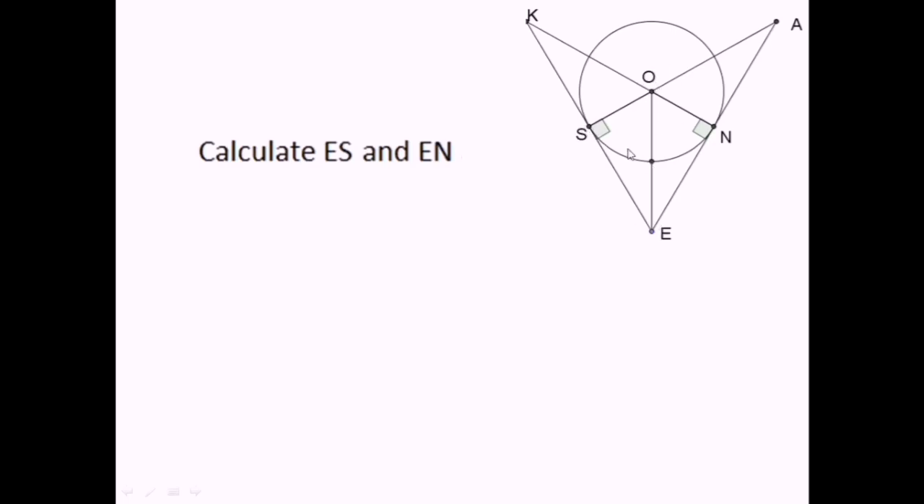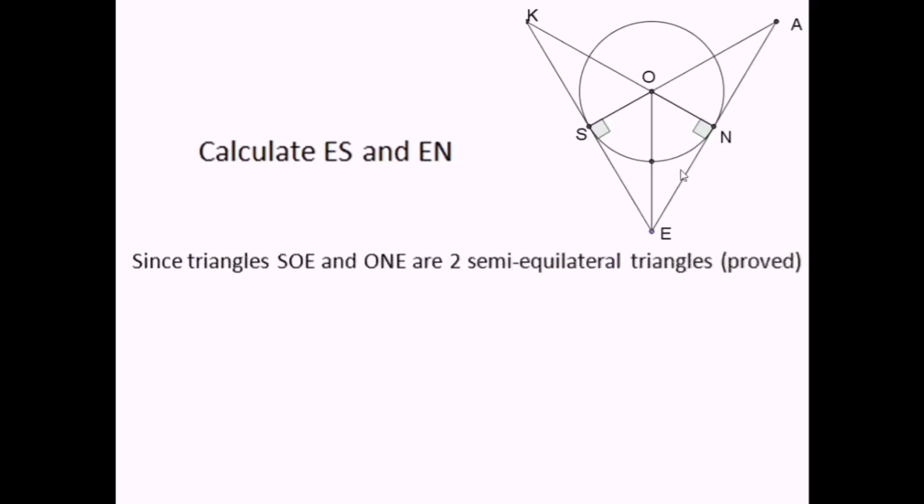Similarly, ONE is a semi-equilateral triangle where NE is a side facing 60 angle, then it is equal to hypotenuse radical 3 over 2. So we can say, since triangles SOE and ONE are two semi-equilateral triangles proved, then ES is equal to hypotenuse radical 3 over 2, and the hypotenuse here is OE. Hypotenuse is the side facing the 90, which is OE, and it is equal to 4. So we remove OE and replace it by 4.